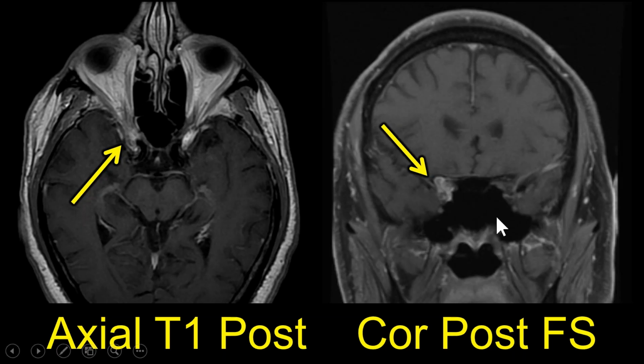When you look at the coronal, though, they did do fat saturation on the coronal, and there you can see that's actually bright, whereas the contralateral side is dark. So this coronal post-contrasted image actually has fat saturation, and you can see that it's fat at that location. Now that's bright.